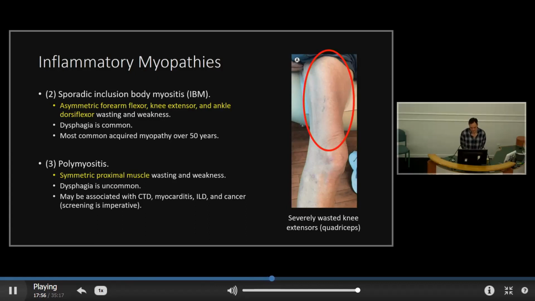Third one is polymyositis. This is like dermatomyositis in that it is symmetric proximal muscle wasting and weakness. Dysphagia is also uncommon. And again, like dermatomyositis, it can be associated with these other things, so you need to screen. So dermatomyositis and polymyositis in an exam setting are fairly similar. One has a lot of rashes, the other does not. Otherwise, you're going to be having a very similar discussion with both cases. But IBM is quite different from both.